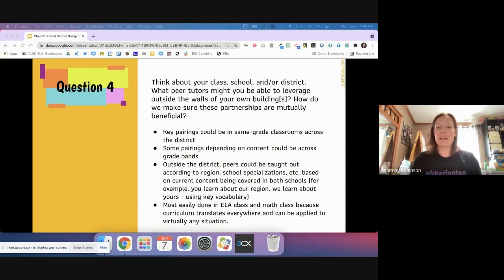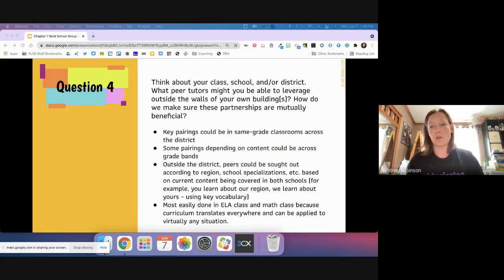And then we can also pair across grade bands. So I mentioned earlier about not having the kid who knows it teach the kid who doesn't. But there are ways to create a peer tutoring environment that's beneficial when you are having older kids read to younger kids, or be pen pals with a different grade band, or a different type of classroom. So there are ways to do that where there is a bit of an experience or skill gap. It just has to be really intentional.